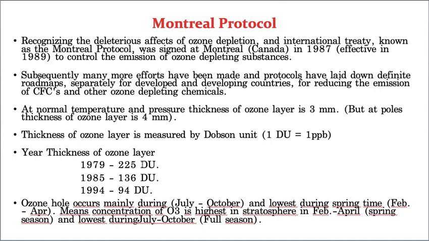In 1985, 136 Dobson units. See how the ozone became thin. Did you notice it or not? Whereas in 1994 it became 94 Dobson units. That means year after year the pollution is increasing, which results in the thinning of the ozone, which causes many diseases and most hazardous effects to mankind.